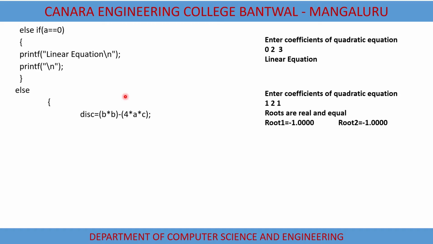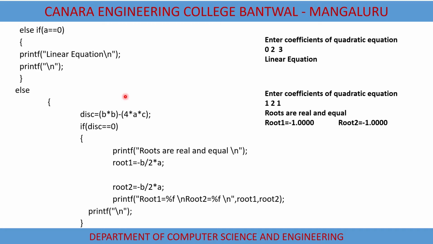The discriminant value is calculated, and we are checking what value we have got in the disc variable. So we are again checking a condition here. We have used an if condition to check if the discriminant value is equal to 0. If the value is 0, then we are going to print a message with printf, roots are real and equal. At the same time, we are going to calculate the two root values by using a formula. Root1 is equal to minus b by 2 into a.